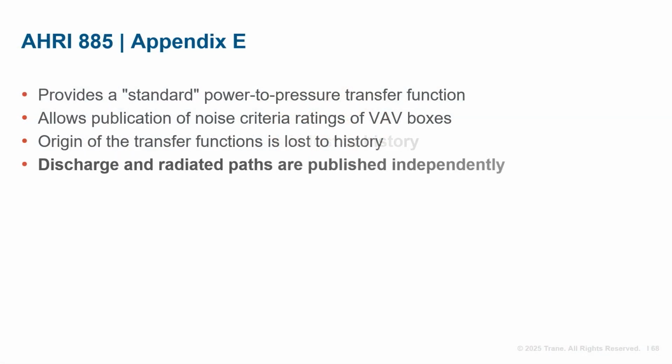In addition to having no description of what type of installation will yield these effects, the calculations of NC are done on discharge and radiated components separately. This is not how one predicts the NC level of a real room, where you sum the various sound paths prior to calculating the NC rating.